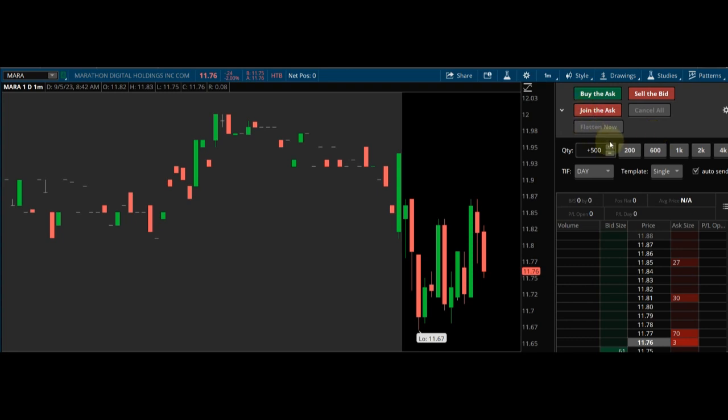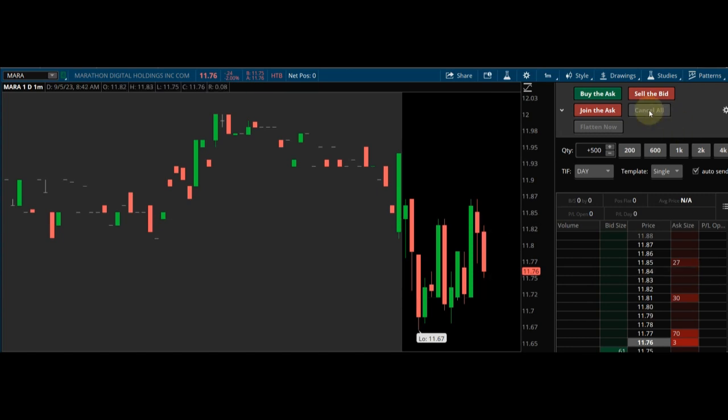Support and resistance levels are a very important part of trading, and they help you to define certain levels in price movement that the stock may return back to as it's trading throughout the day.